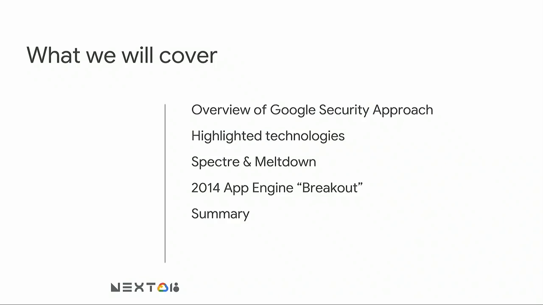So today, what we'll cover is really set up in 5 stages. I'll talk about the overview of Google's security approach. I'll also talk and highlight some of the key technologies, and then turn it over to Brandon to go deep on both Spectre and Meltdown. And we'll take a trip in the Wayback Machine, back to 2014, and talk about an App Engine breakout attempt. We'll then close with a summary of really the different things that are in play across technology, process, and people, which again enable us to respond to these things without impacting customers and without any effort from customers.